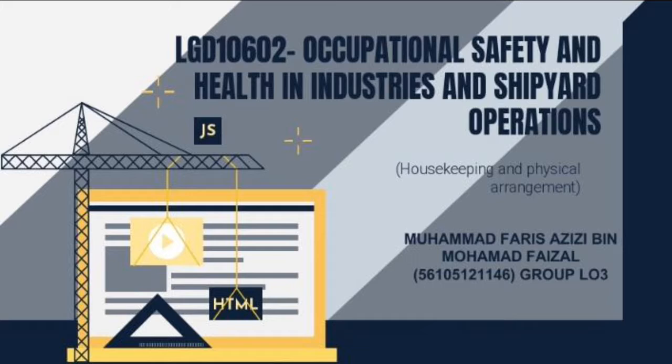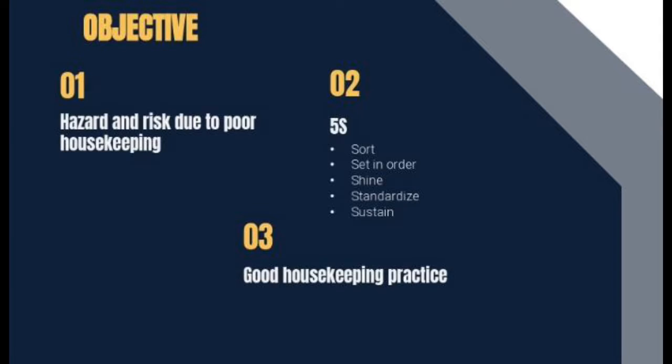I choose Housekeeping and Physical Arrangement for my subject, Occupational Safety and Health in Industry and Shipyard Operation. These are the objectives: hazard and risk due to poor housekeeping. Next is 5S, which is sort, set in order, shine, standardize, sustain. And lastly is good housekeeping practice.